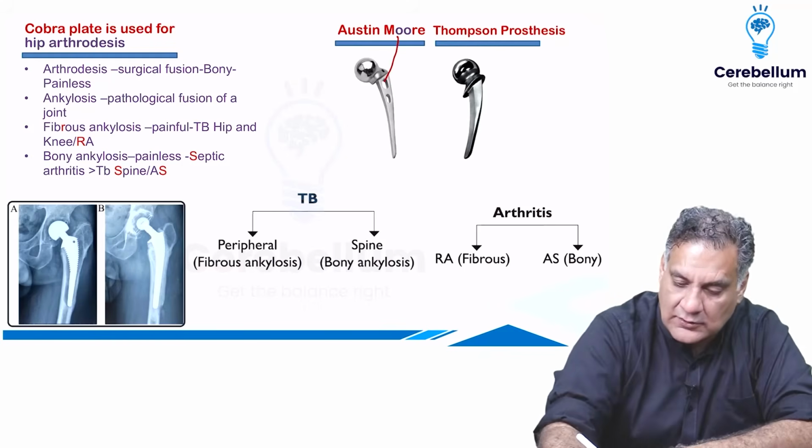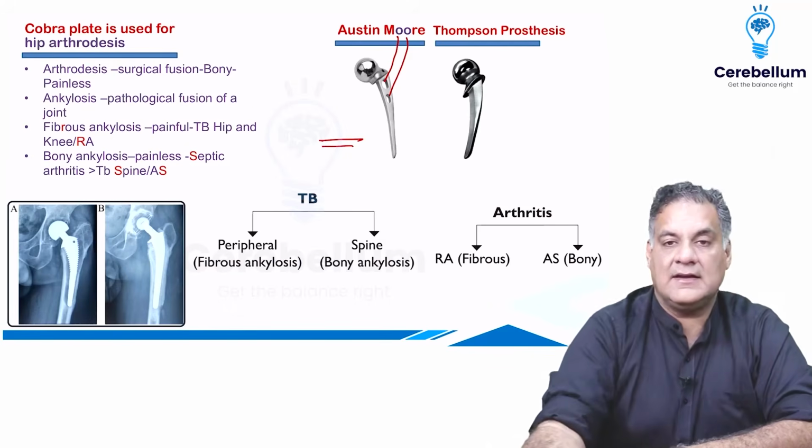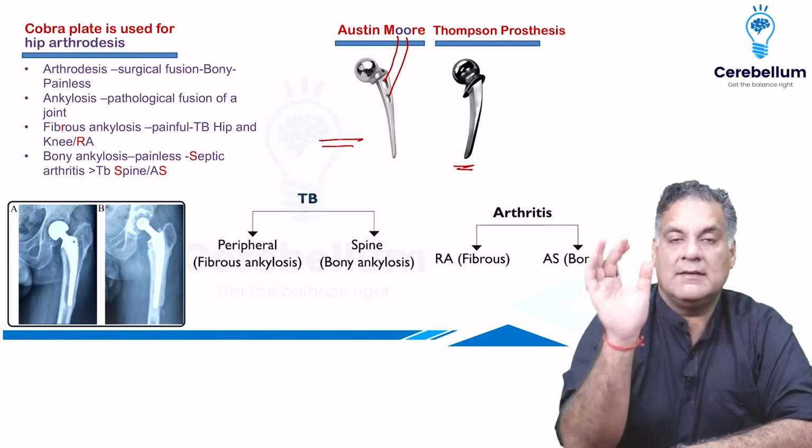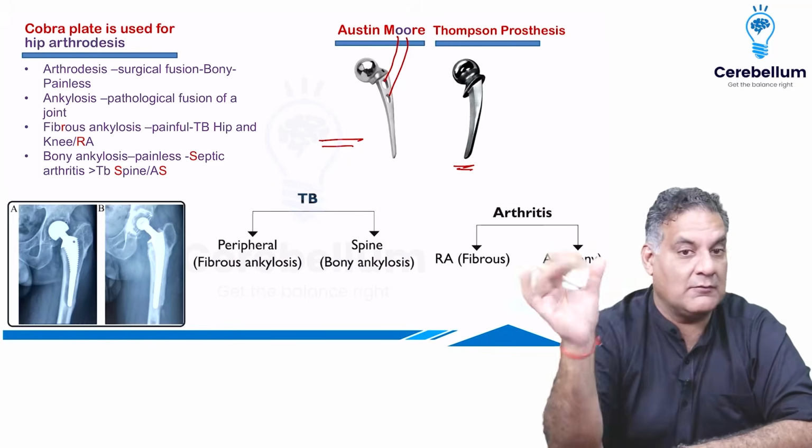The one which has two holes is called Austin Moore. Its spelling has two O's. The second is Thompson's, which does not have a hole. Remember, Thompson also has two O's, but the two O's don't come together. I marked this wrong in one of my exams.